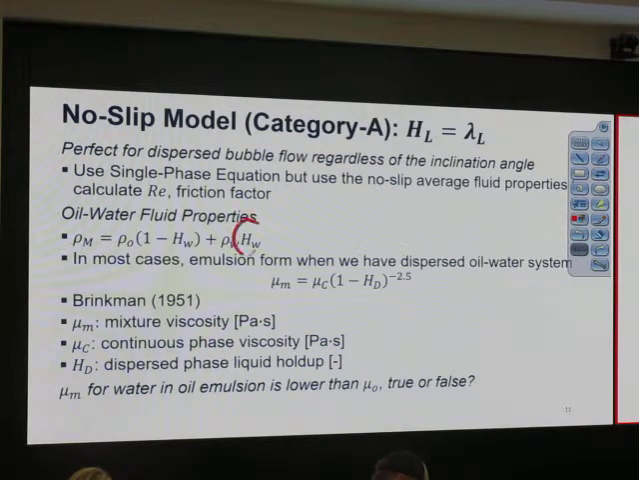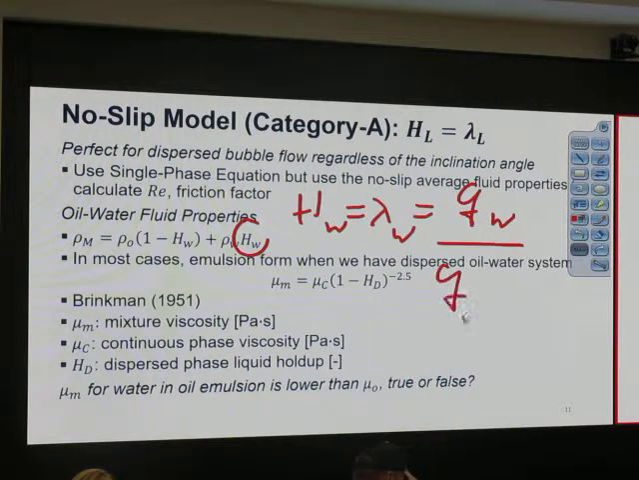So that HW equals lambda W, equal to Q of water divided by Q of water plus Q of oil. Q is the flow rate. We don't have gas anymore because this is oil-water flow.